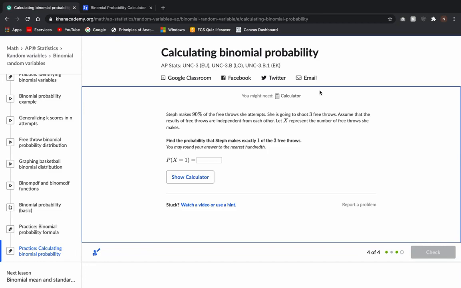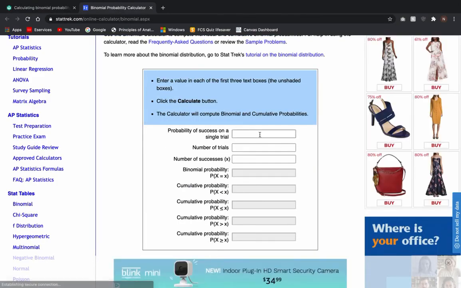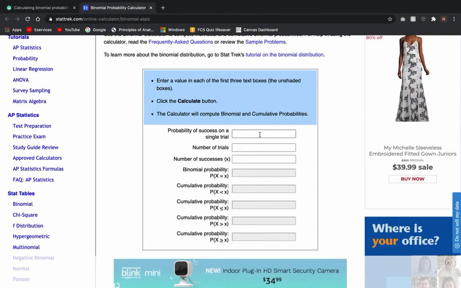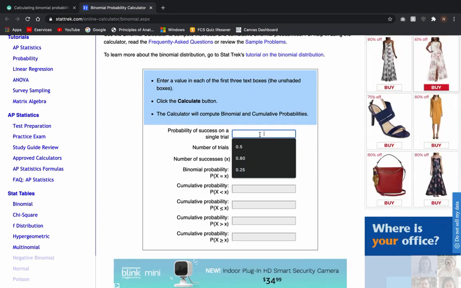else that we've done. So it's showing that the probability of success of her actually shooting a free throw is 90%. So we're going to go to the probability calculator, and instead of putting it as 90%, we're going to put it in the decimal form. So it's going to be 0.9 or 0.90, whichever you prefer.